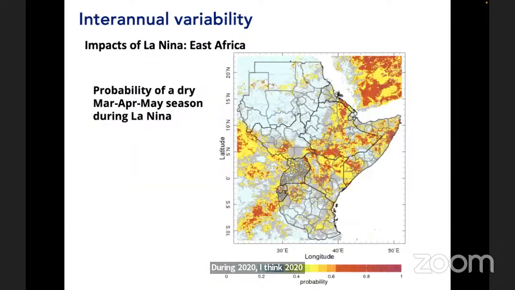Okay. So this is another map showing the probability of being dry during La Nina for the March, April, May season. You can see most of Eastern Africa on this map being in yellow and red, which means high probability of being dry during La Nina for the March, April, May season.